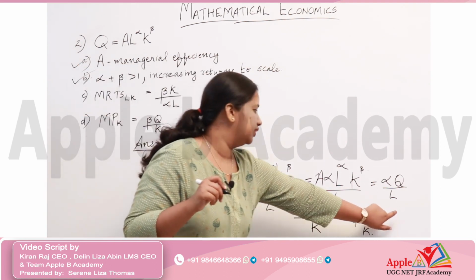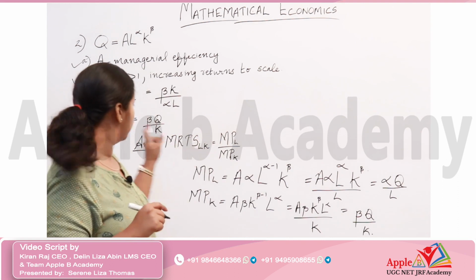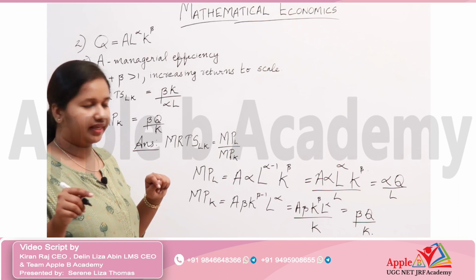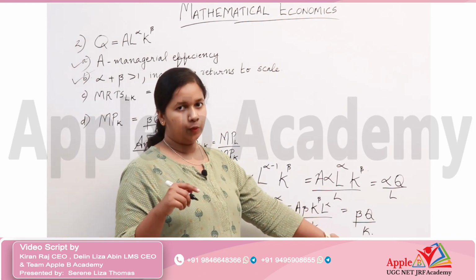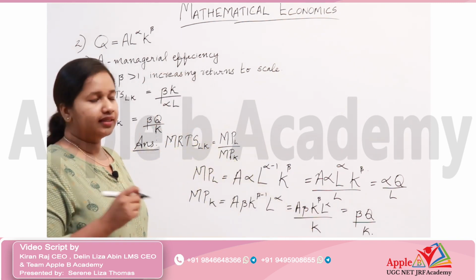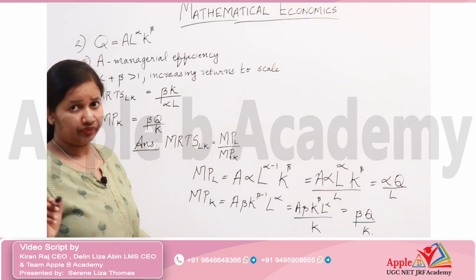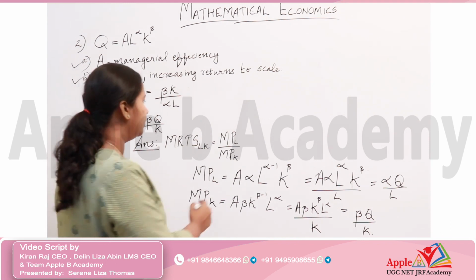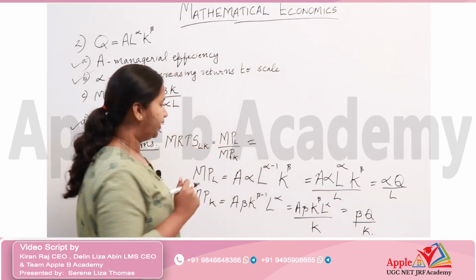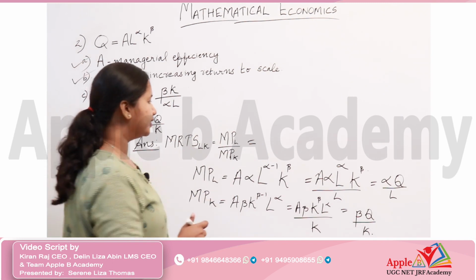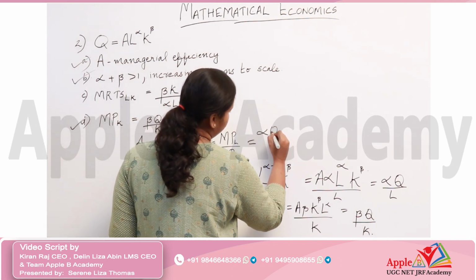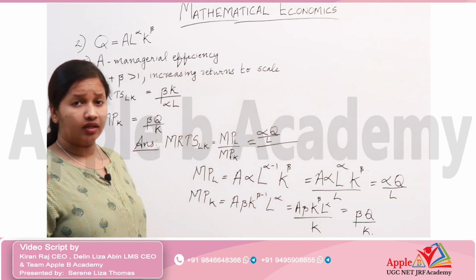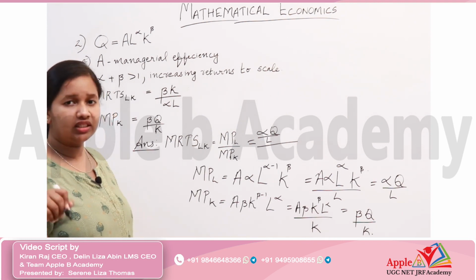Now we need to substitute this here. Before that, let us look at the fourth option. Marginal productivity of capital is equal to beta Q by K. So look here, beta Q by K. So we can say that the fourth option is also true. Now let us look at the third option, which is the marginal rate of technical substitution. Now we will substitute the values for MPL and MPK here. The value for MPL is alpha Q by L, divided by the value for MPK, which is beta Q by K.